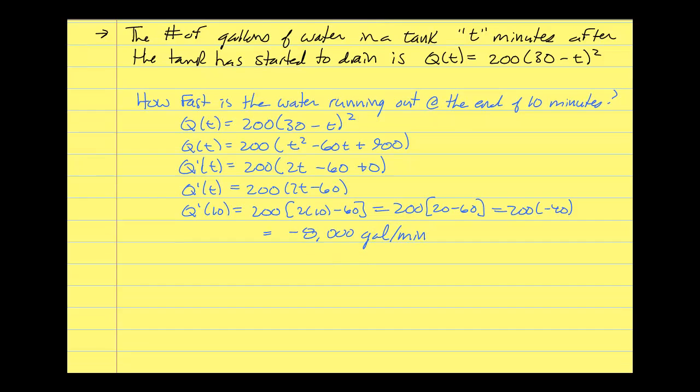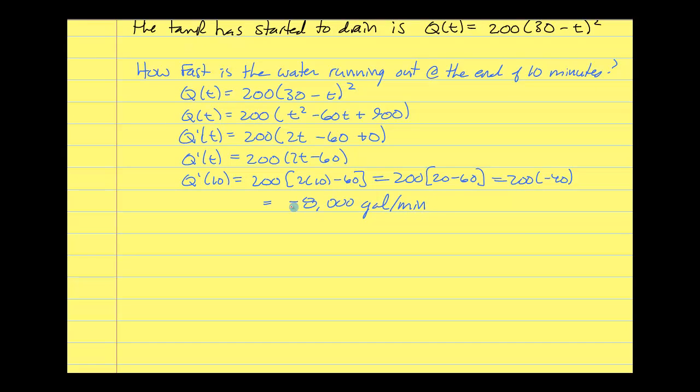Okay, that's a lot. That tank is draining very, very fast. So first of all, what's up with this negative value? Basically this means water is leaving the tank. So that's why I have a negative value. When it's draining, it's going to be draining at different rates. And exactly at 10 minutes, it's leaving the tank at a negative 8,000 gallons per minute, or it's leaving the tank at 8,000 gallons per minute.